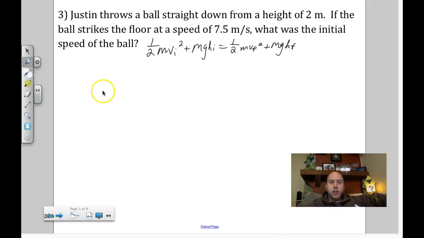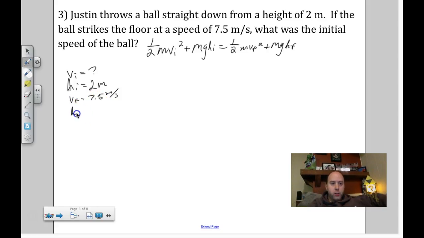All right, let's see if there's any zeros. Justin throws a ball, which is what I'm trying to find. What's the initial velocity? So initial velocity, question mark. From an initial height of 2 meters. If the ball strikes the floor, final velocity, it hits the floor at 7.5 meters per second. What's the initial speed?